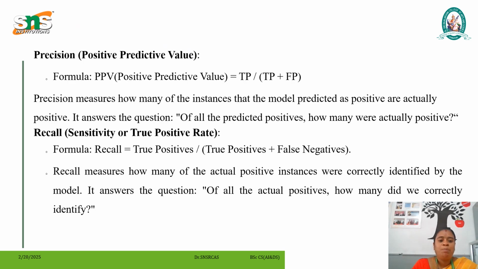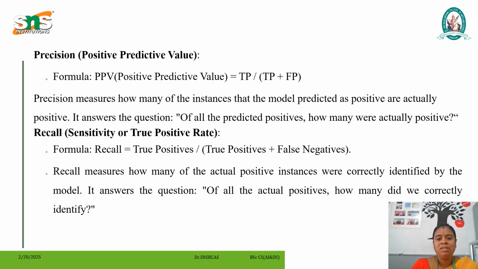Next one, precision, positive predictive value. Its formula is PPV, positive predictive value, equal to true positive divided by true positive plus false positive. Precision measures how many instances that the model predicted as positive are actually positive values. It answers the question: of all the predicted positive values, how many are actual positives?